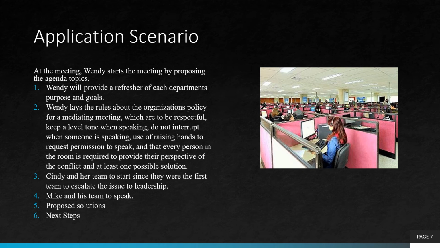The application of scenario is, I'm going to set the stage for it, and then we will go over what exactly took place in the scenario, which is on this slide. The call center department staff are upset that they are experiencing high call rates due to the inaccurate information posted on the organization's website.